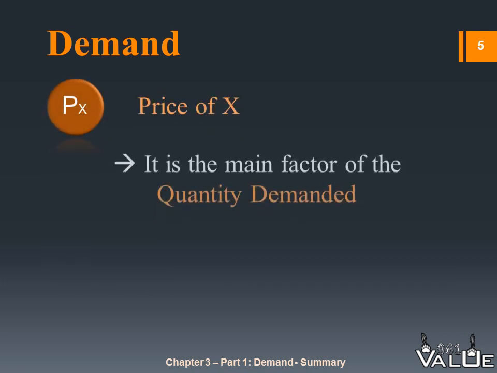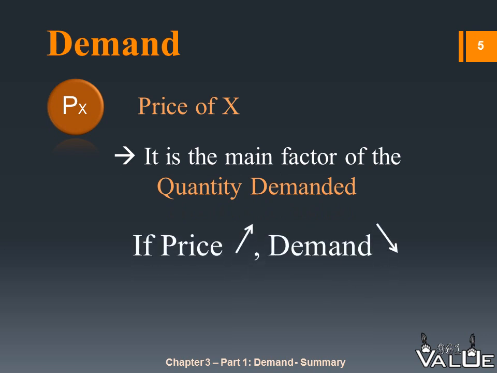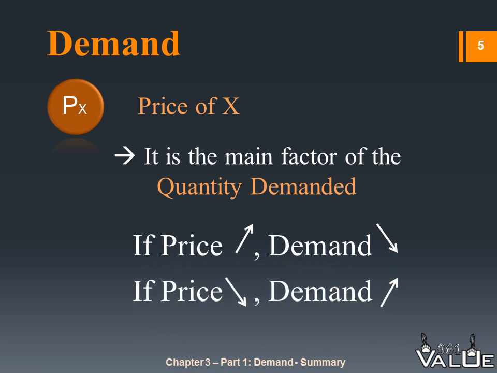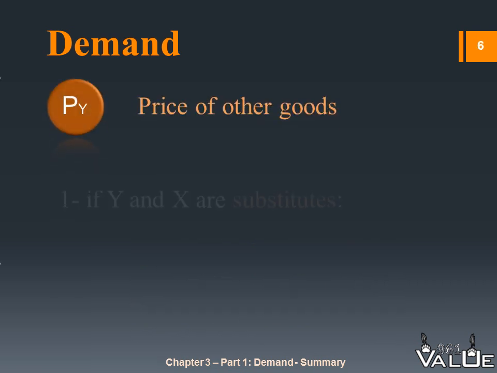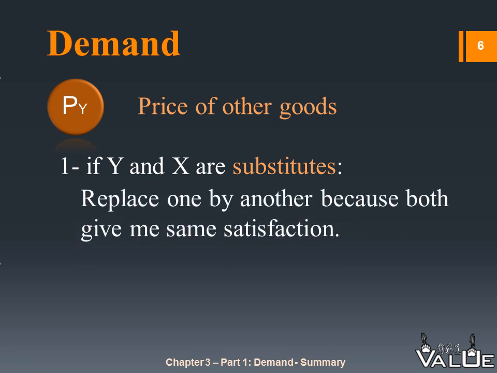PX is the main factor of the quantity demanded. If price increases, demand decreases. And if price decreases, demand increases. PY: if Y and X are substitutes, we replace one by another because both give me the same satisfaction.